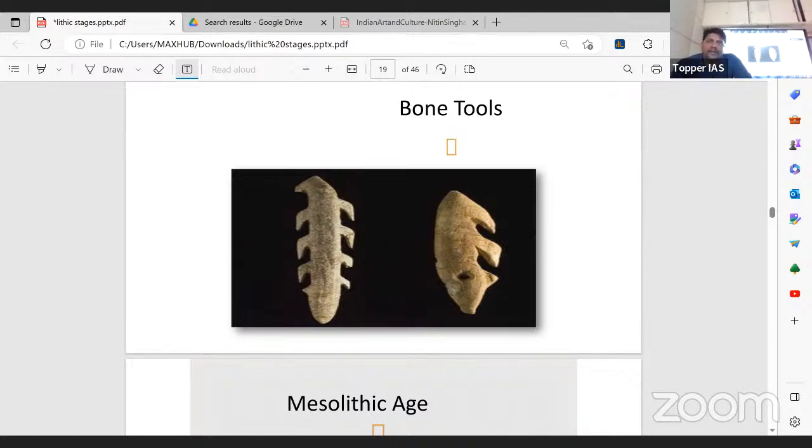So based on the tools used and also the area they lived, right? It is again classified into 3 different phases. So early Paleolithic, middle Paleolithic, and upper Paleolithic or later Paleolithic.